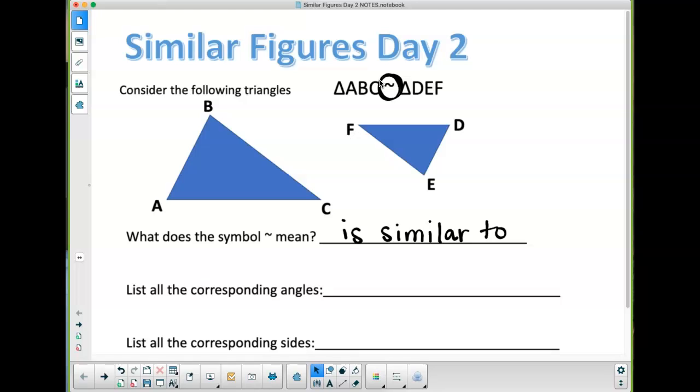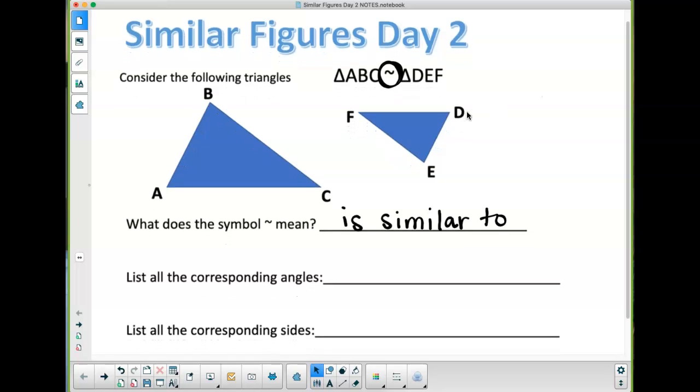Now, if these two triangles are similar, that means the corresponding angles are the same. They have the same measure. So can anybody give me one set of corresponding angles? Remember, corresponding means matching up. Which angles match up with each other?